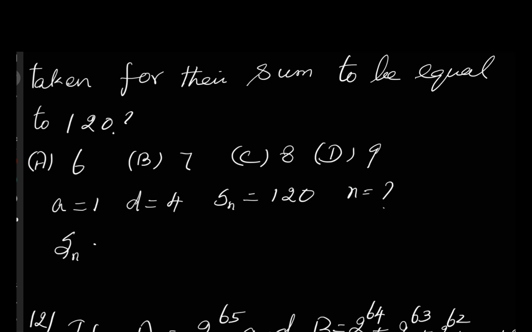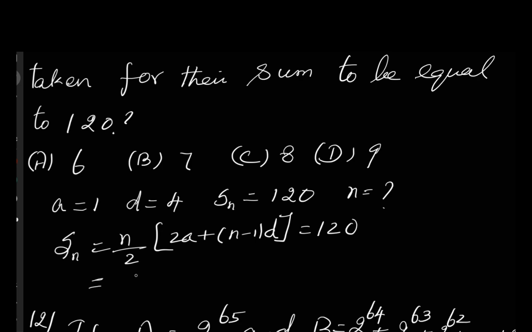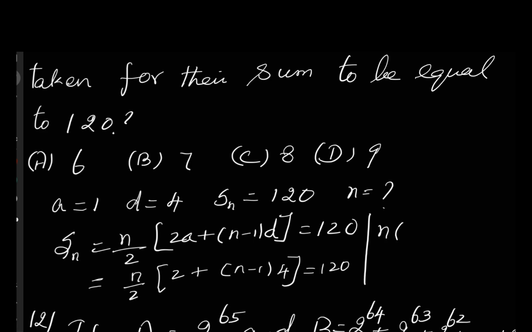How to find what is n? So take the given one, Sn formula, n by 2, 2a plus n minus 1 into d. This sum is 120. You substitute the values, you have to find n alone, n by 2, 2 into 1 is 2 plus n minus 1 into 4 is equal to 120. So n by 2. So just you multiply this, simplify this. You will get here n by 2. You take this 2 to the other side. 2 into 2 plus 4n minus 4 is equal to 2 into 120, 240. So n into 4n minus 2 is equal to 240.